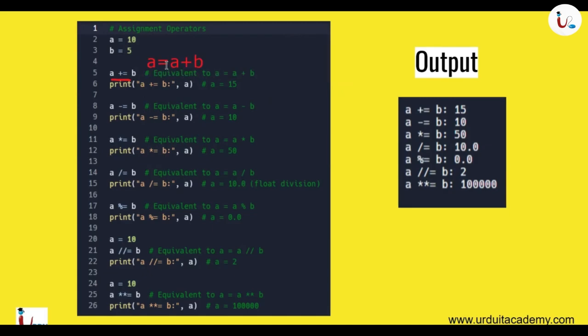Okay. So here the value of A is 10 and the value of B is 5. So 10 plus 5 is 15. 15 will be stored inside the variable A. That's why whenever we are printing A, it is printing the value 15. Okay. Same way the other operators will work: minus equal to, star equal to, slash equal to. All the other operators work the same way.